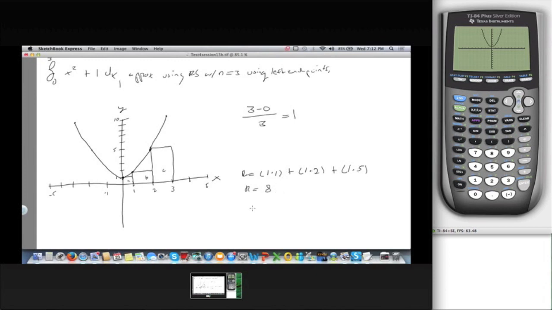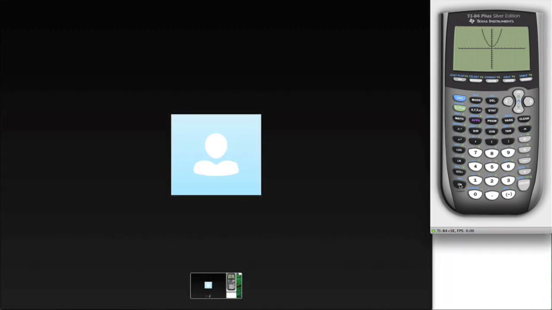Let's see. This should be under the definite integral, so I'll graph x squared plus 1 in the calculator, from 0 to 3. And the definite integral is 12. So this looks like it's right.